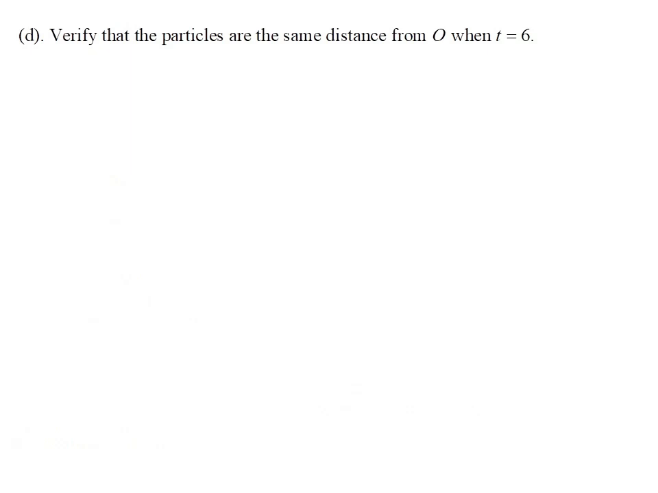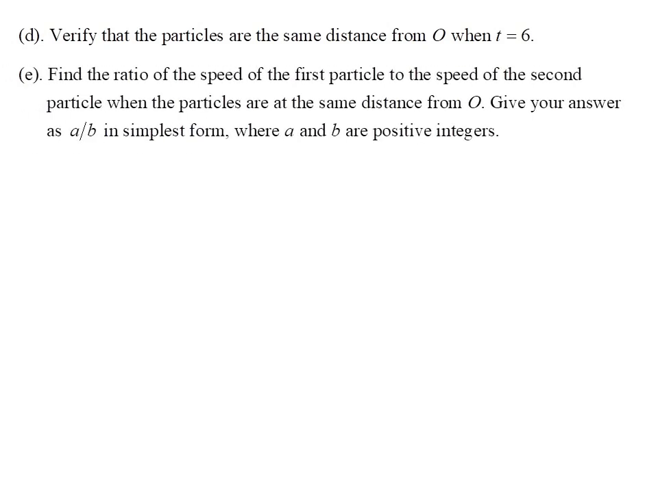Part D of question 3 is to verify that the particles are at the same distance from O when t equals 6 seconds. Part E of this question is to find the ratio of the speed of the first particle to the speed of the second particle when the particles are at the same distance from O. It requires us to get the answer as a over b in the simplest form, where both a and b are positive integers.